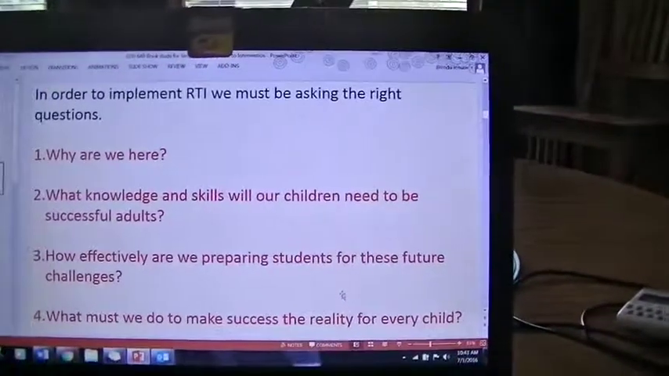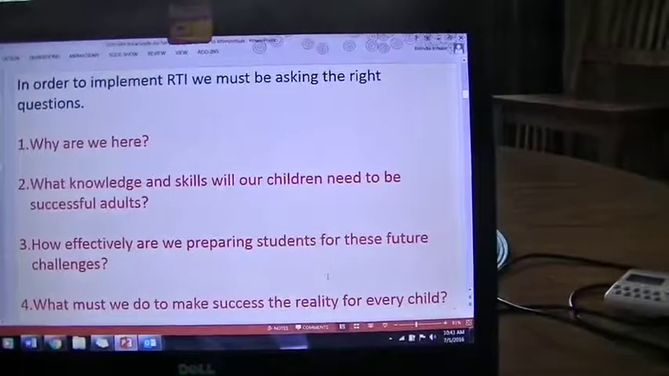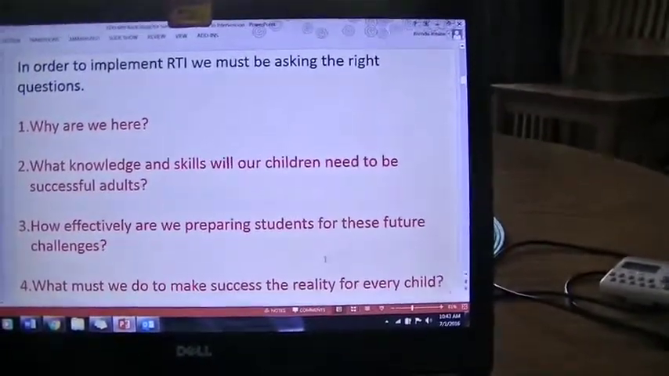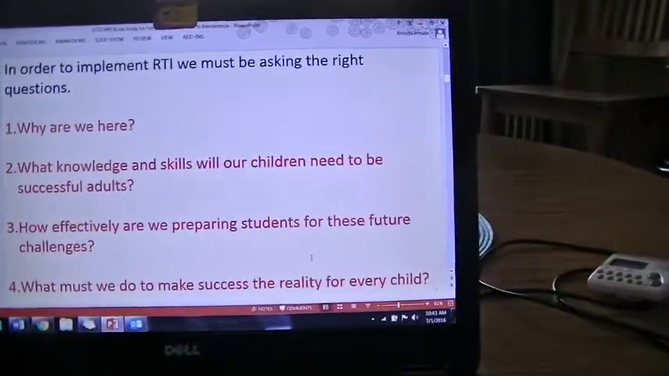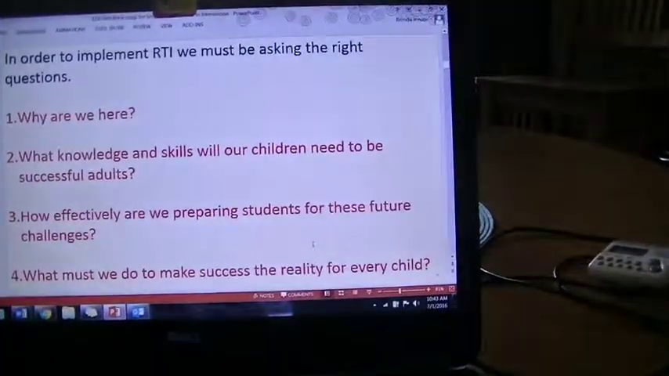In order to implement RTI, we have to ask the right questions. First one's, why are we here? Second one, what knowledge and skills will our children need to be successful adults? Number 3, how effectively are we preparing students for these future challenges? And 4, what must we do to make success the reality for every child?